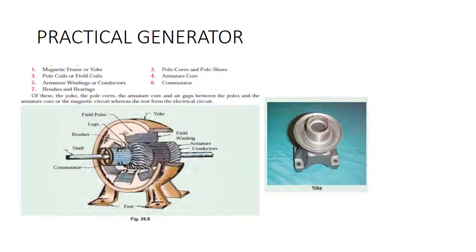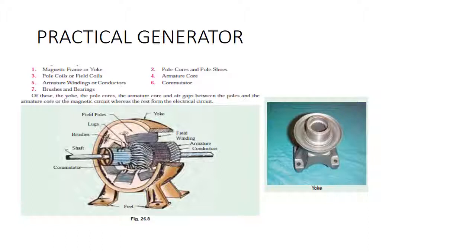Another example of a modified generator is a practical generator. The simple loop generator has been considered in detail merely to bring out the basic principle underlying construction and working of an actual generator. The outer frame or yoke serves a double purpose. It provides mechanical support for the poles and acts as a protecting cover for the whole machine. It also carries the magnetic flux produced by the poles.